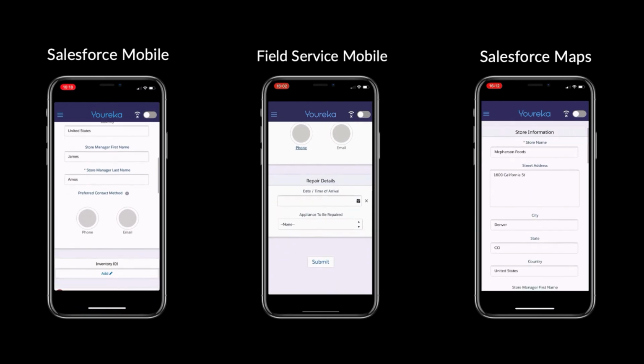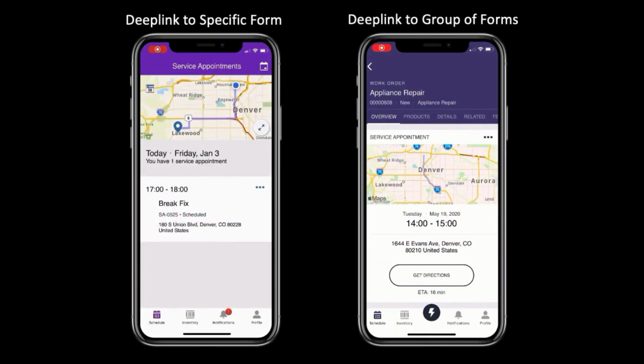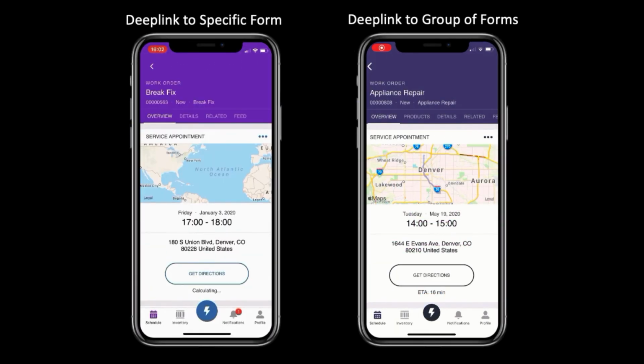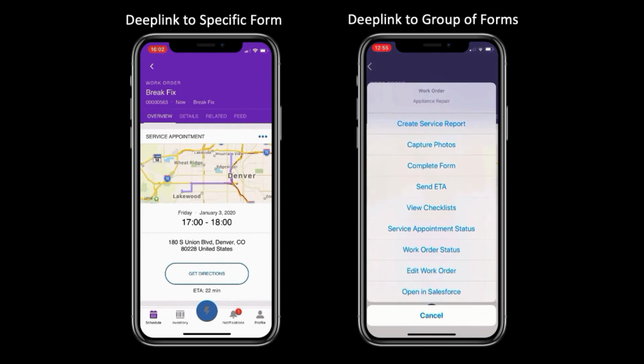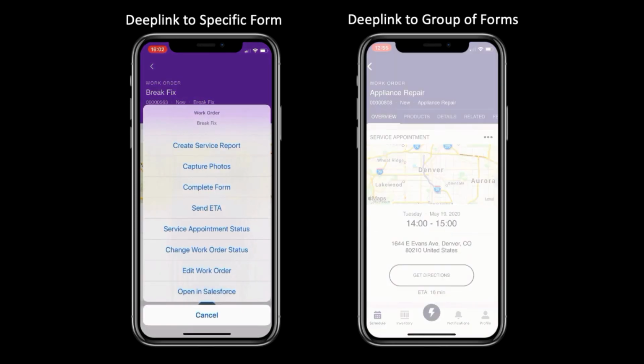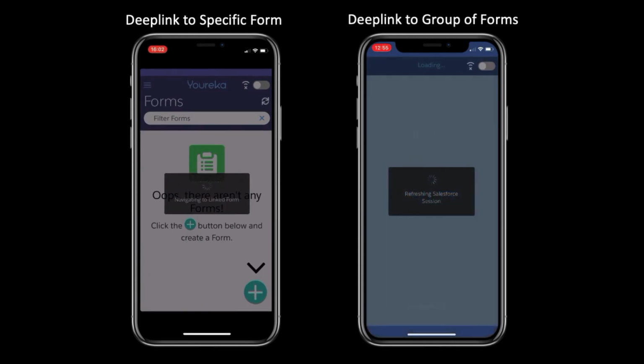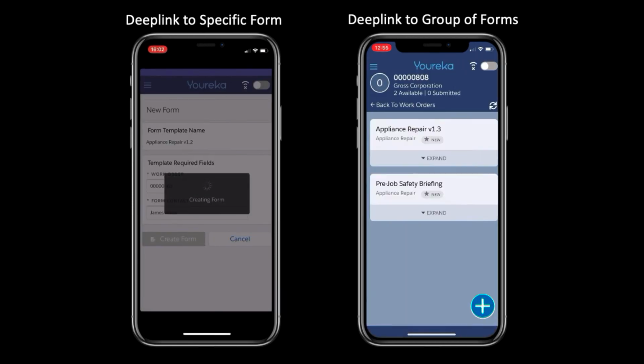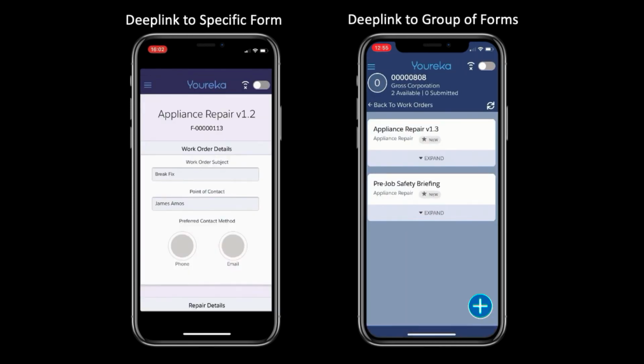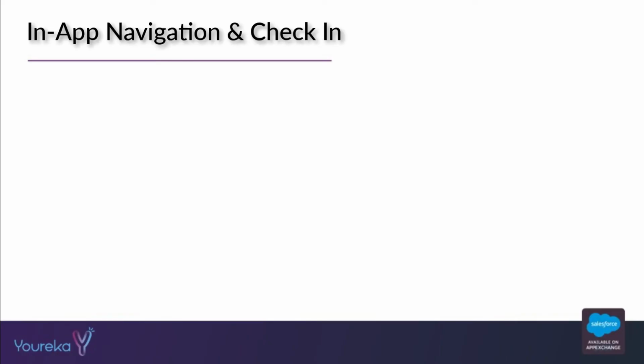You could also deep link to a specific form, or you could deep link to a group of forms. So if you're going out and every single form that you're going to be filling out is uniform, that's fine. Also, you might have 3 different forms or 2 different forms that you need to fill out for each job. So that's a different way that we could do this.